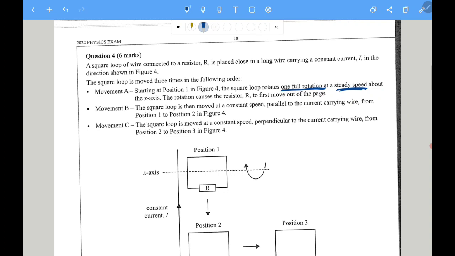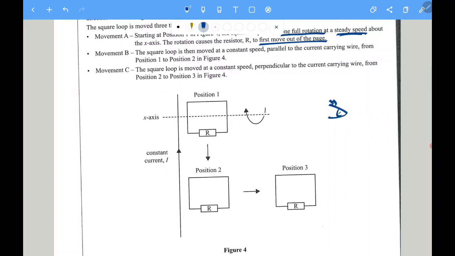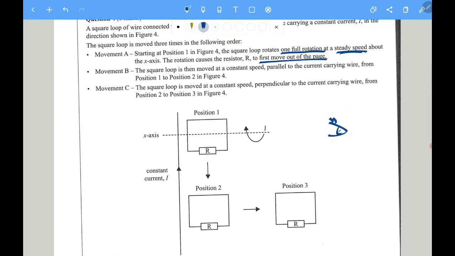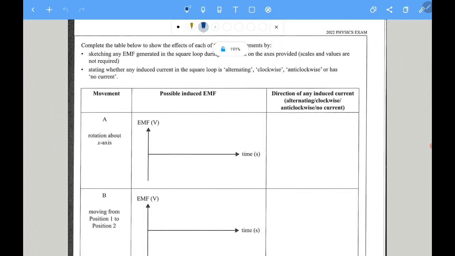The rotation causes resistor R to move first out of the page. Okay, so it's sort of moved in a clockwise direction as viewed from this perspective. It is then moved downwards parallel to the current carrying wire, position 1 to position 2, and then position 3. It is taken to move at a constant speed perpendicular to the current carrying wire. Okay, so we have to sketch 3 EMF time graphs, sketching any EMF generated in the square loop during the motion of the axis provided.